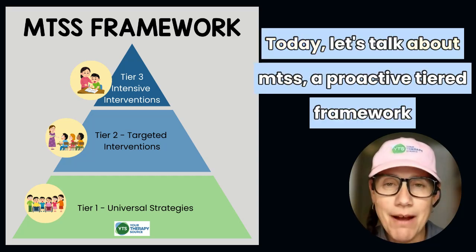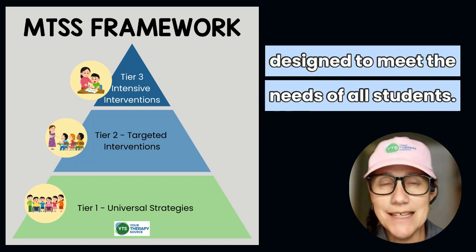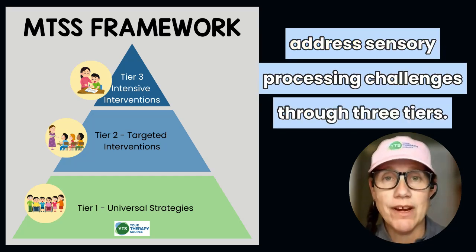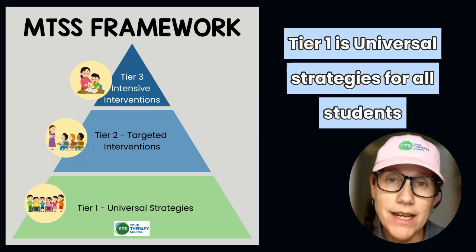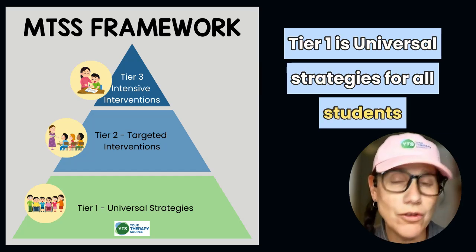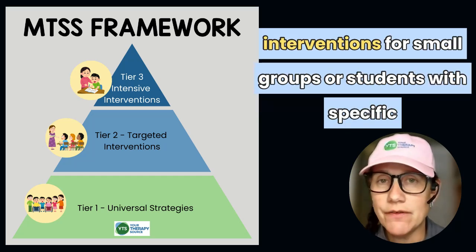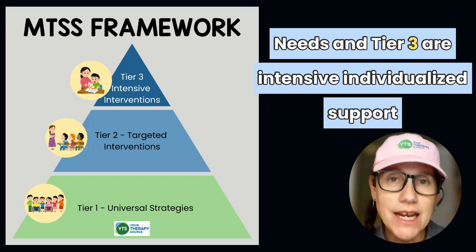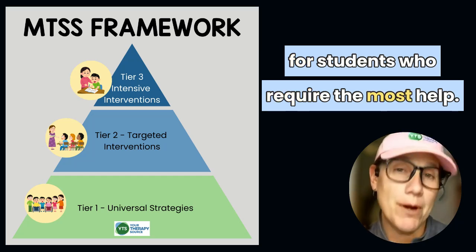Today, let's talk about MTSS, a proactive tiered framework designed to meet the needs of all students. MTSS gives you a structured way to address sensory processing challenges through three tiers. Tier 1 is universal strategies for all students in the classroom or school. Tier 2 are targeted interventions for small groups or students with specific needs. And Tier 3 are intensive individualized support for students who require the most help.